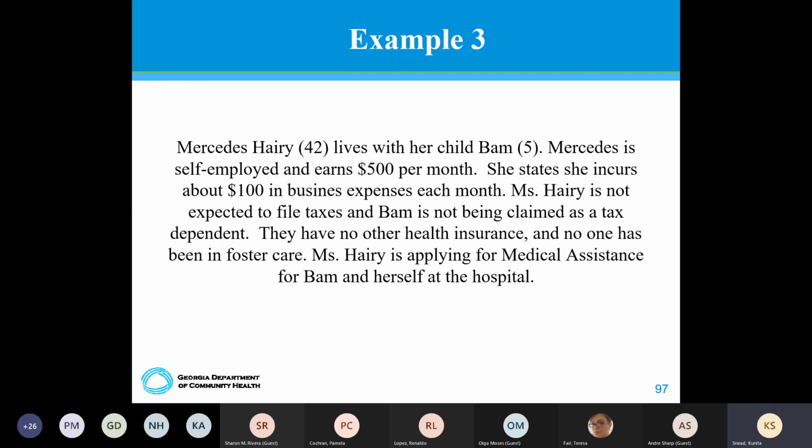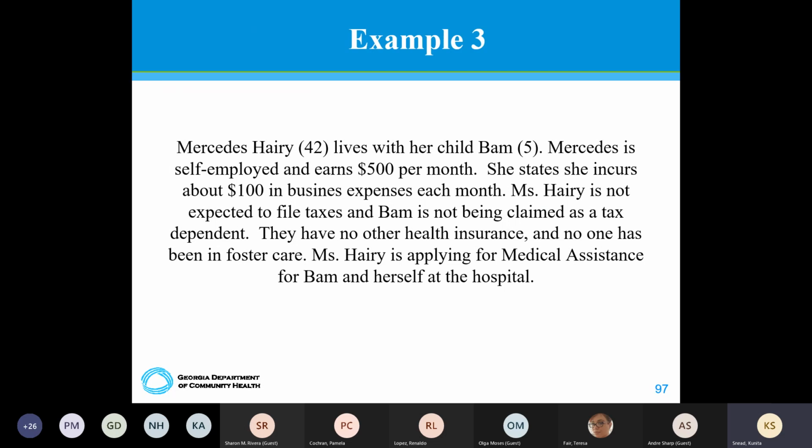Mercedes Harry, 42, lives with her child Bam, 5. Mercedes is self-employed and earns $500 per month. She states she incurs about $100 in business expenses each month. Miss Harry is not expected to file taxes, and Bam is not being claimed as a tax dependent.